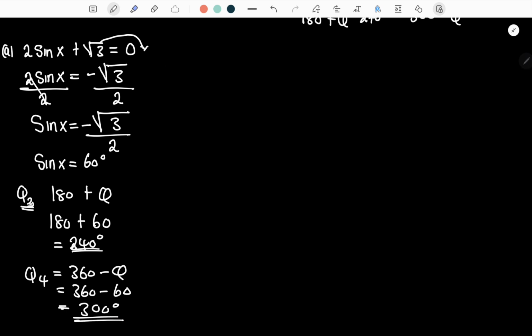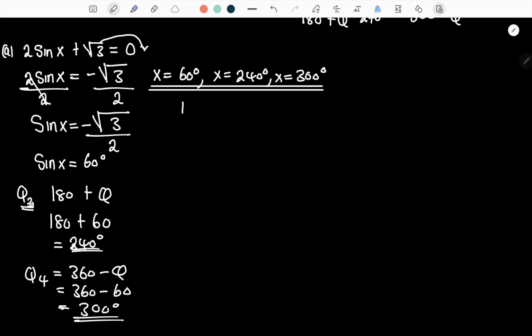So what are the possible values of x? The possible values of x for this particular equation are 60 degrees, 240 degrees, and 300 degrees. Basically, this is just how you solve this particular question and find your value. We go to the next question. We'll use the same concept.